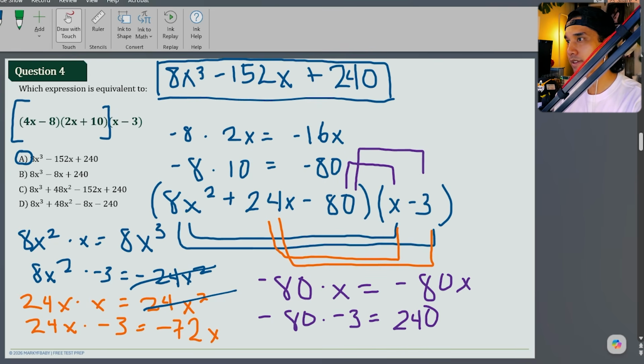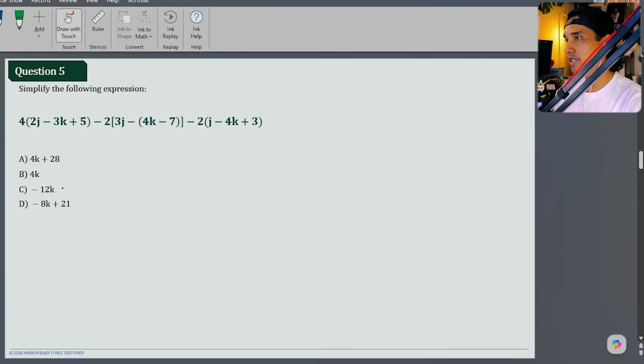You will see this on the test. And if not, you will definitely see where you will have 2 binomials to FOIL. Next question. Simplify the following expression. This one is just very long. You will make many mistakes if you don't know what you're doing and if you are not careful.